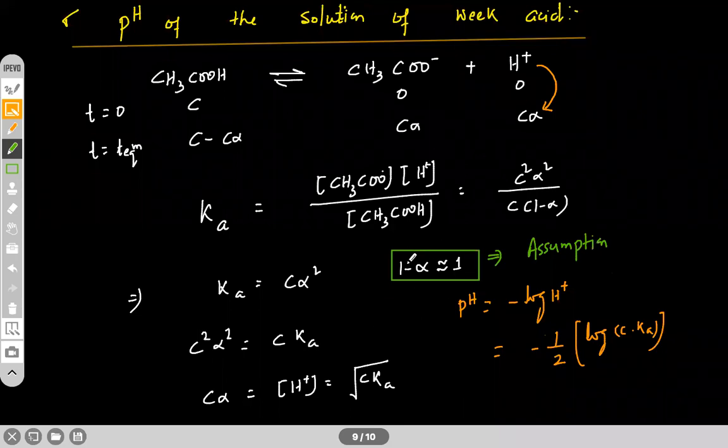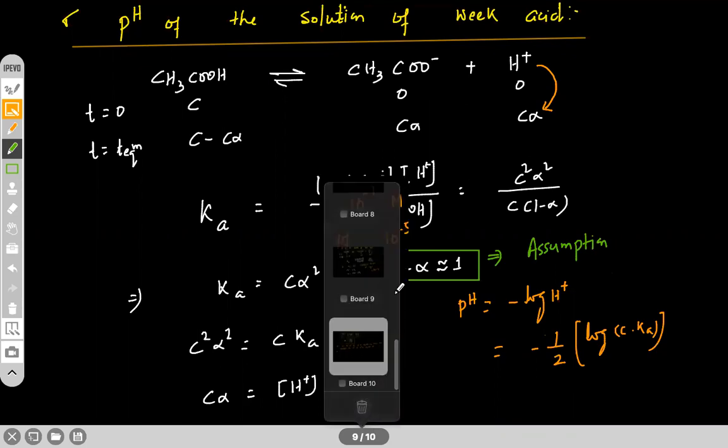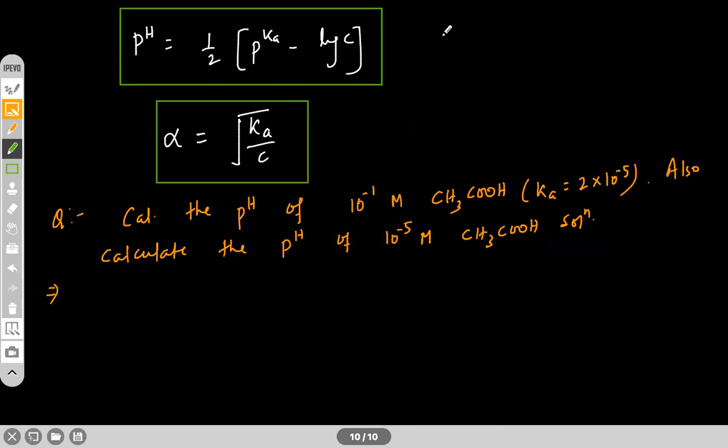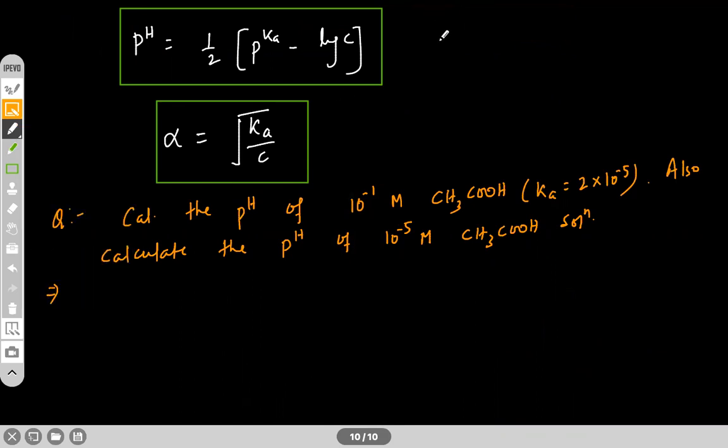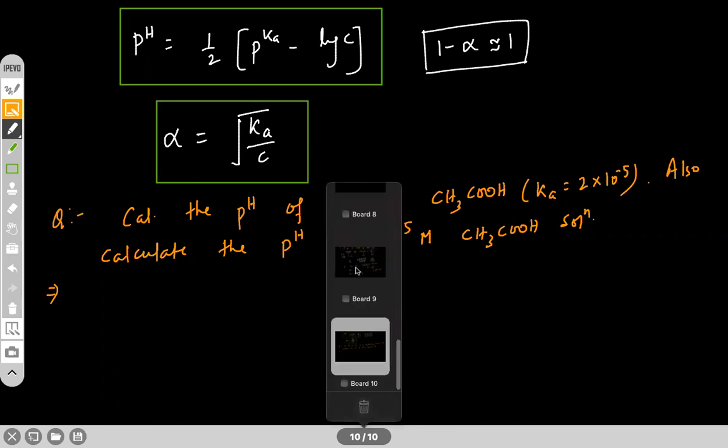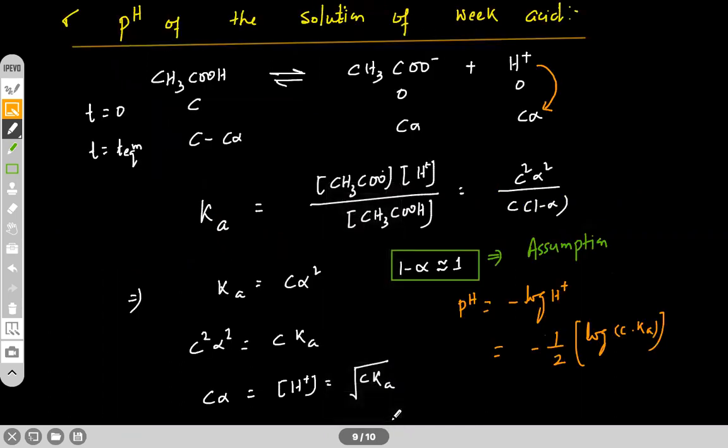If we can take this assumption, then only H plus concentration is this, and this formula is correct. Which means these two formulas are correct only when we have this assumption, which is 1 minus alpha is almost equal to 1. If this assumption is not true, then this formula and this formula are also not valid. So in that case, what do we need to do if the assumption is not true?